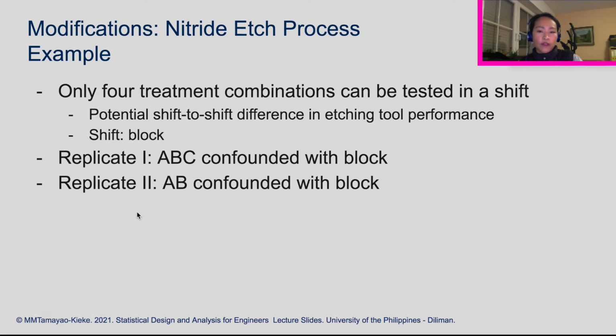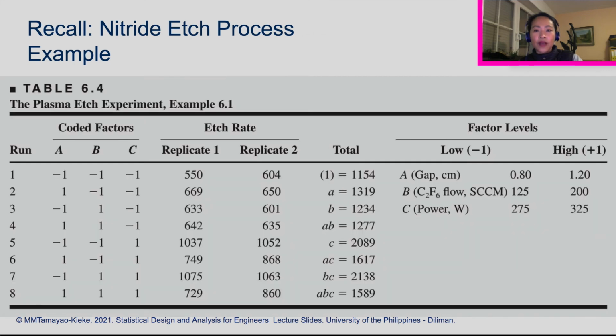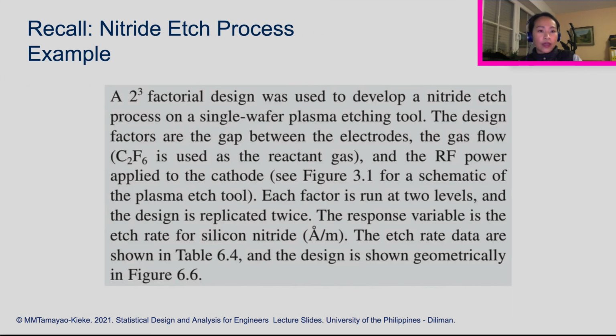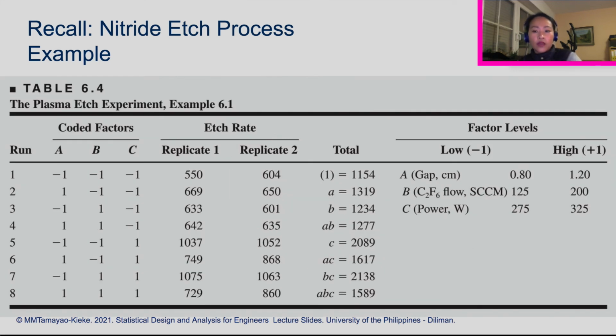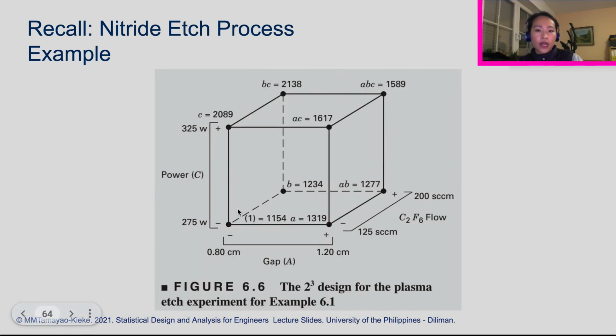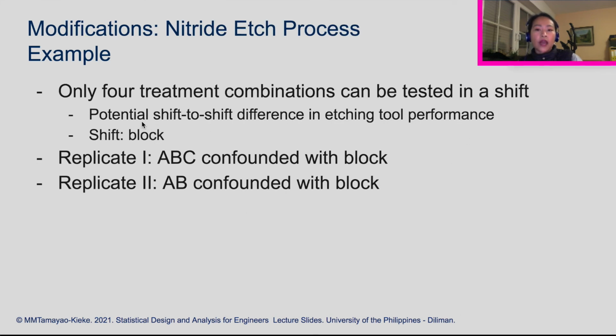Now, these are the modifications. Suppose that only 4 treatment combinations can be tested in a shift. Of course, since we have a 2 to the 3 factorial design, a complete replicate needs 8 runs, and we can only run 4 of these 8 runs in one shift. Now, there is a potential shift-to-shift difference in etching tool performance. Therefore, it is logical to have the shift represent a block to reduce the noise contributed by this factor.